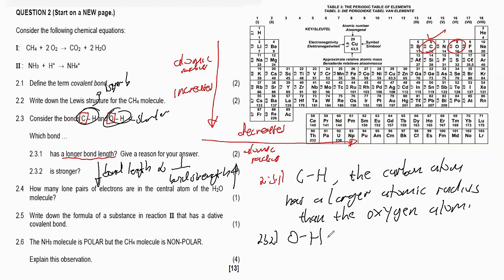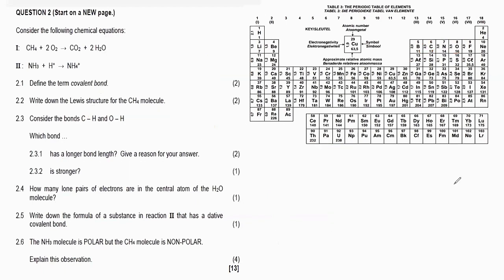It's very crucial that you understand those relationships there. I will be doing a lesson video going through those relationships and everything that you possibly need to know when it comes to atomic combinations, grade 11. Then now let's proceed to 2.4. 2.4 says how many lone pairs of electrons are in the central atom of the H2O molecule.